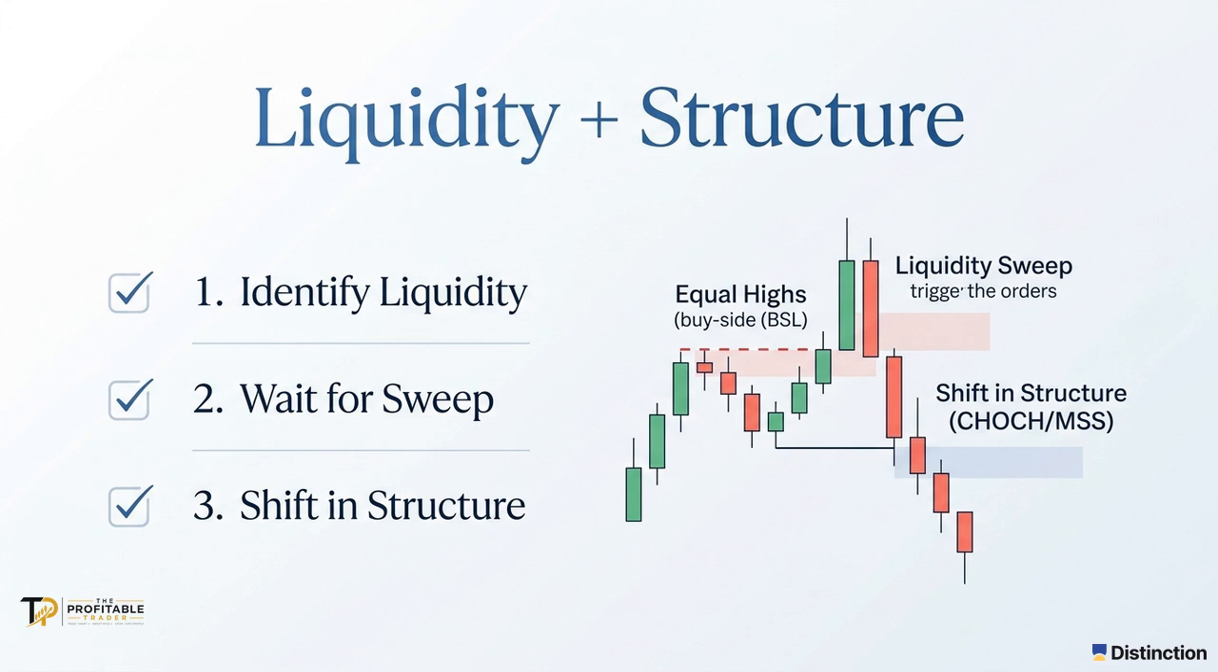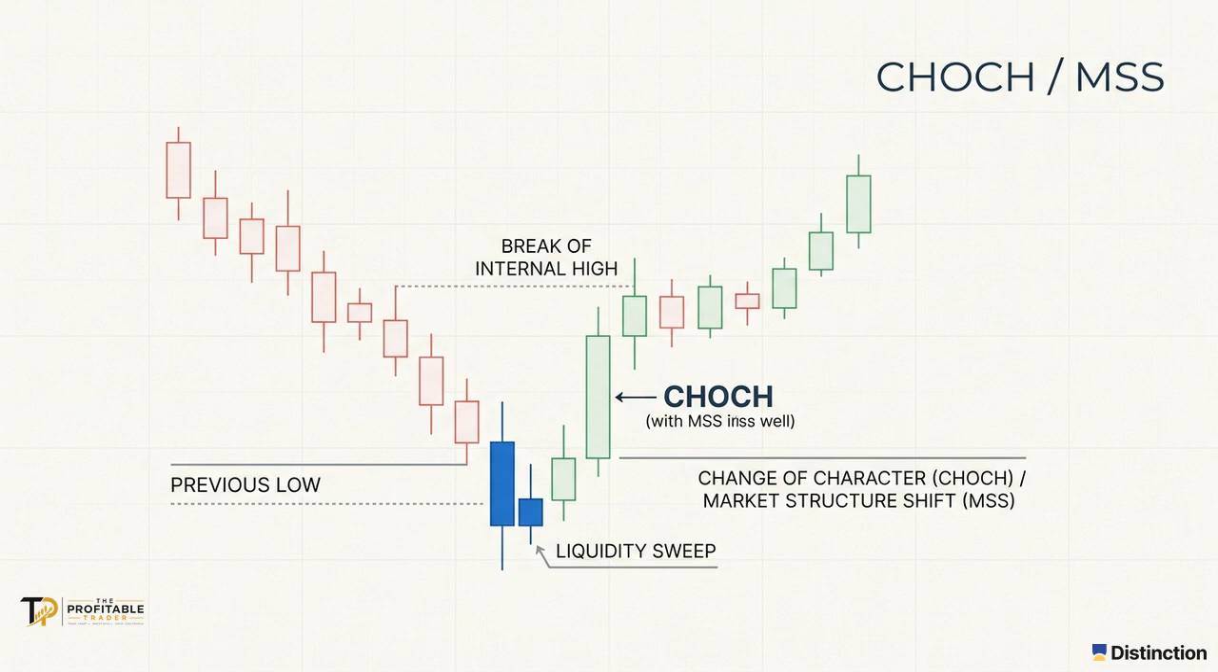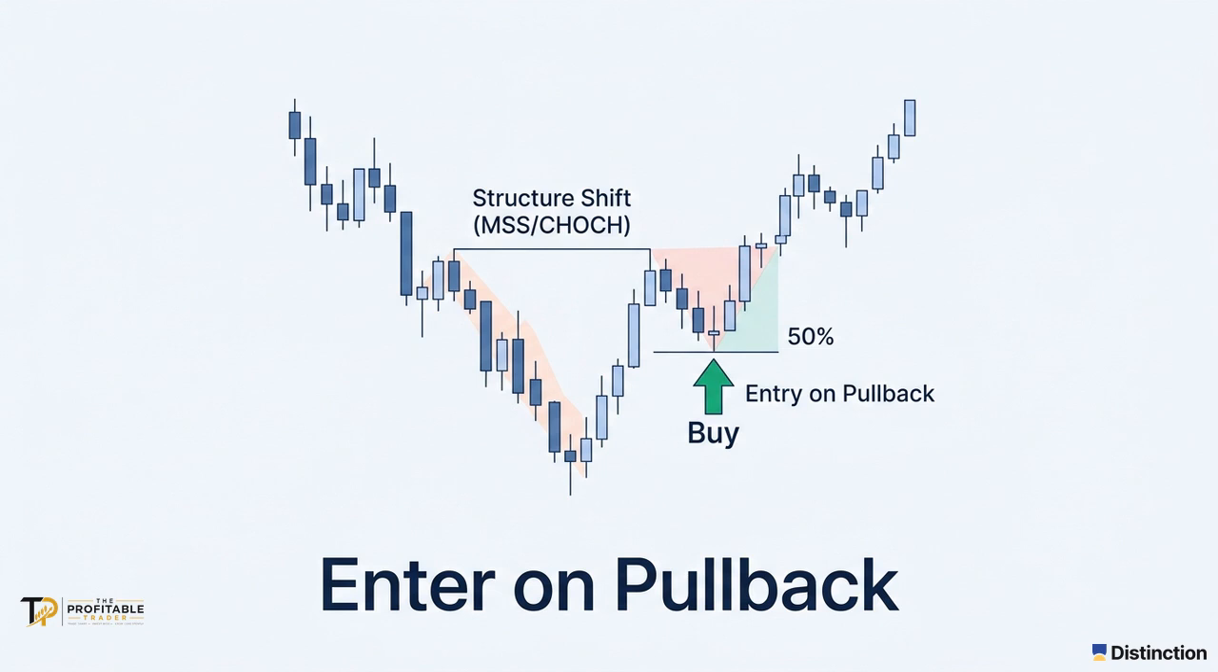The most powerful setups combine liquidity with market structure. First, identify the liquidity and wait for the sweep. Then, watch for a change of character or a market structure shift. This confirms that the big players have entered. Finally, enter on the pullback. This is much more reliable than trying to guess the top or bottom before the sweep happens.